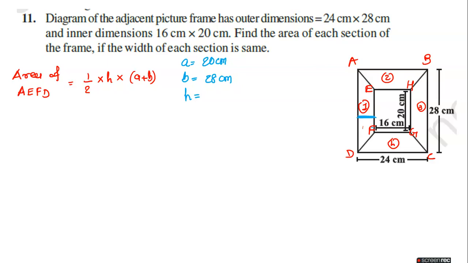Yeah, wait. 28 minus 20 divided by 2. Yes, your logic is 28. Okay, remove 20. But yes, you are correct, but that height I don't want right now. 28 minus 20, that is the vertical height you will get. Right now we want horizontal height.